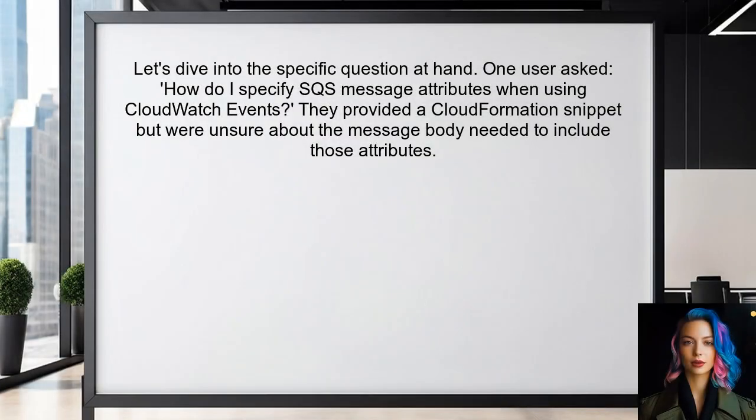Let's dive into the specific question at hand. One user asked, "How do I specify SQS message attributes when using CloudWatch Events?" They provided a CloudFormation snippet, but were unsure about the message body needed to include those attributes. Sound familiar? Let's break it down.